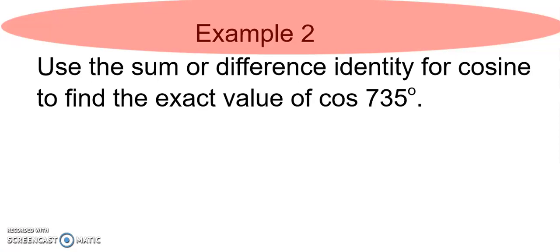All right, so here's example 2. Now, it says use the sum or difference identity for cosine to find the exact value of cosine 735 degrees. Now, with this, just like we did a couple of units ago, we talked about using reference angles and everything to figure out the value of a number that's bigger than 360.